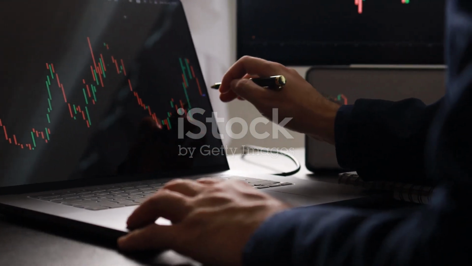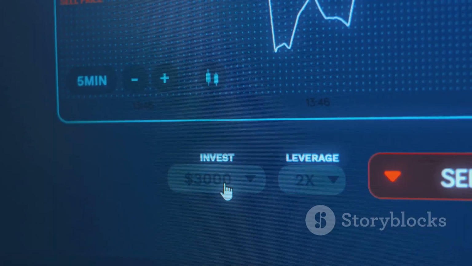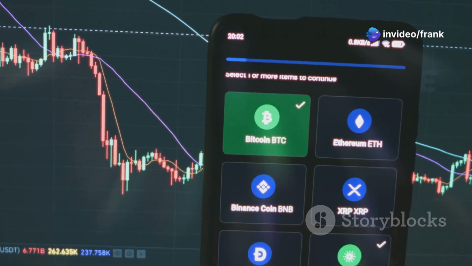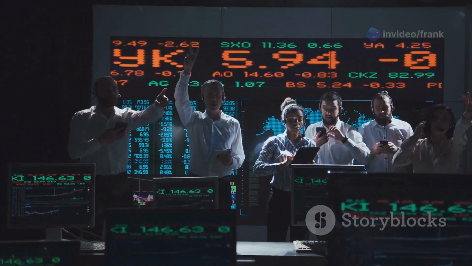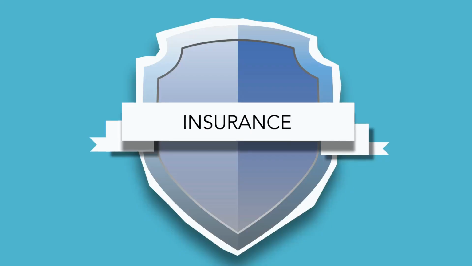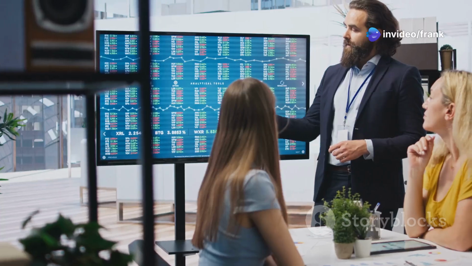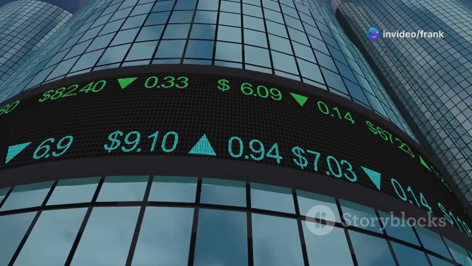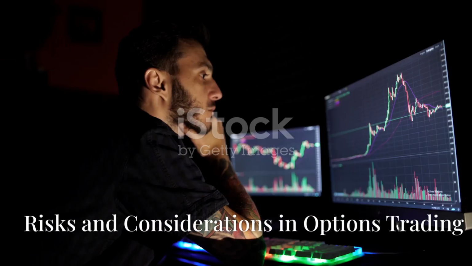Section 7. Benefits of trading options. Options trading can offer several benefits. One key benefit is leverage. With options, you can control a large amount of stock with a relatively small investment. This can lead to significant profits if you're right about the direction of the stock price. Options can also be used for hedging. They provide insurance against potential losses in your stock portfolio. Finally, options trading can be used for income generation. Selling covered calls on stocks you own can generate premium income.